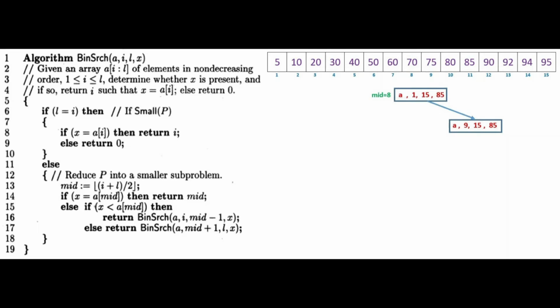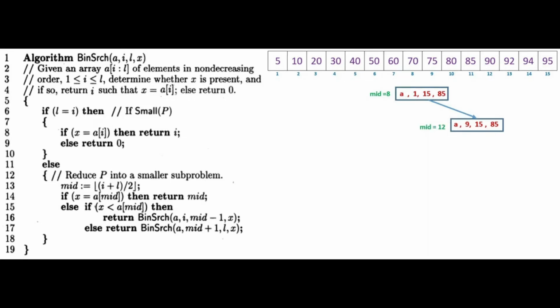So 24 by 2 is equal to 12. Mid is equal to 12. Next, we have to check whether x is on the right side of A of mid or on the left side of A of mid.